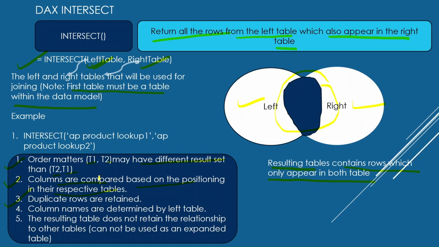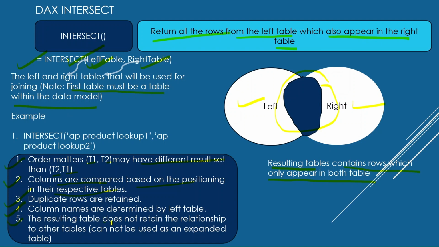Duplicate records are retained. So if there are duplicate records which appear in both tables, then they will be retained. Column names are determined by the left table. So the resultant column names in the table after using the intersect function will be determined by the left table. Whatever table name we give here as the left table, the column names will be determined by that table.